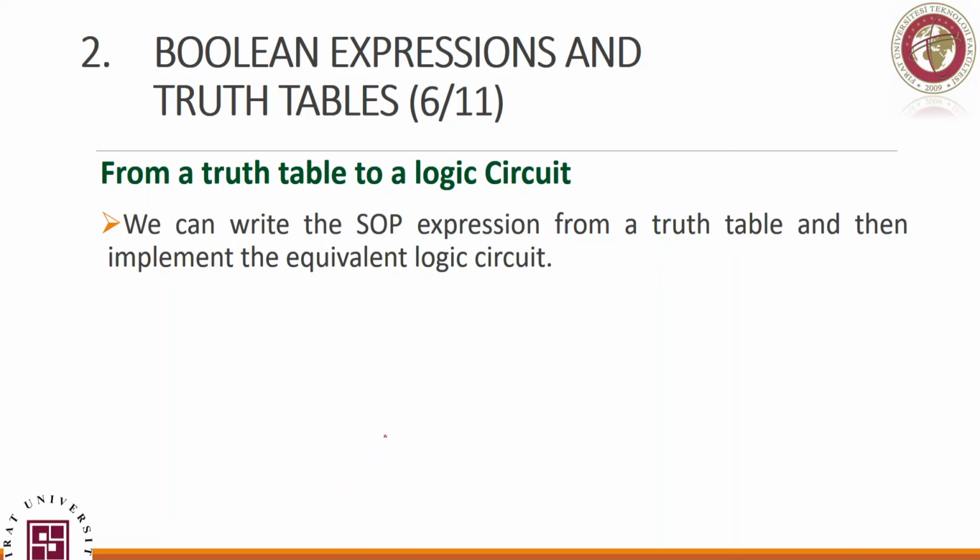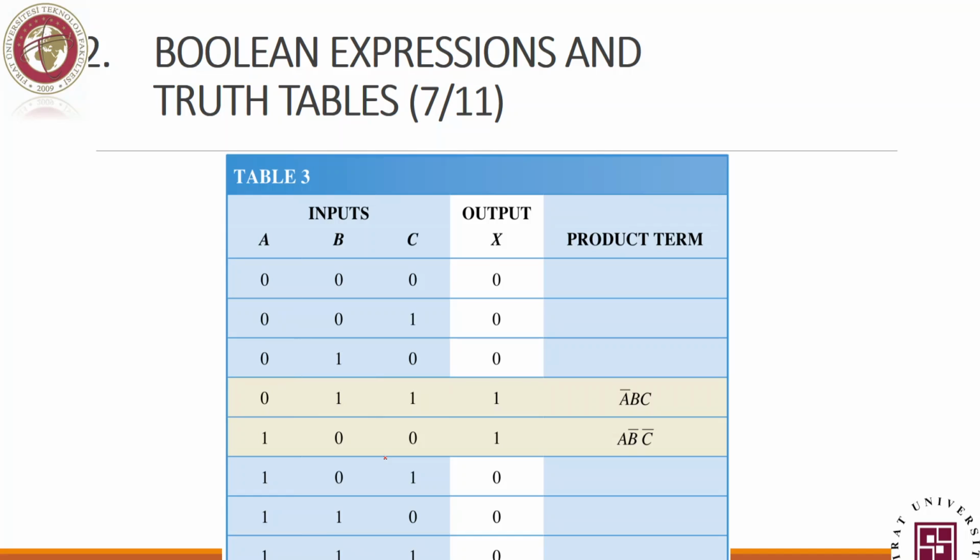Now for the truth table, we have to use a certain method. We have two methods, I'll explain them after a while, but before that, I'll give you an idea. Let's just get the product terms from a truth table. Product terms means what? What makes the output high based on the sum of products? Sum of products means what?